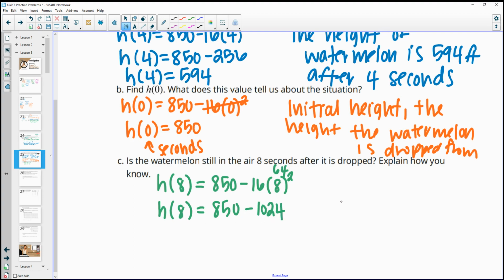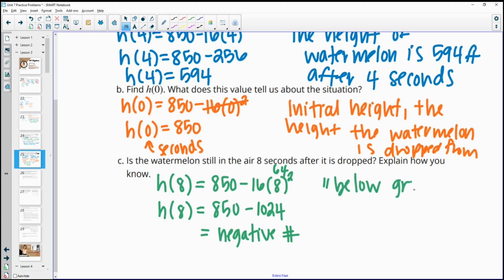So this would mean that it is not in the air anymore because this is going to equal a negative number. Even if I don't calculate what it actually is, it's going to be a negative number because 1024 is larger than 850. So this means that it's going to be a negative number, which means that it's below ground.